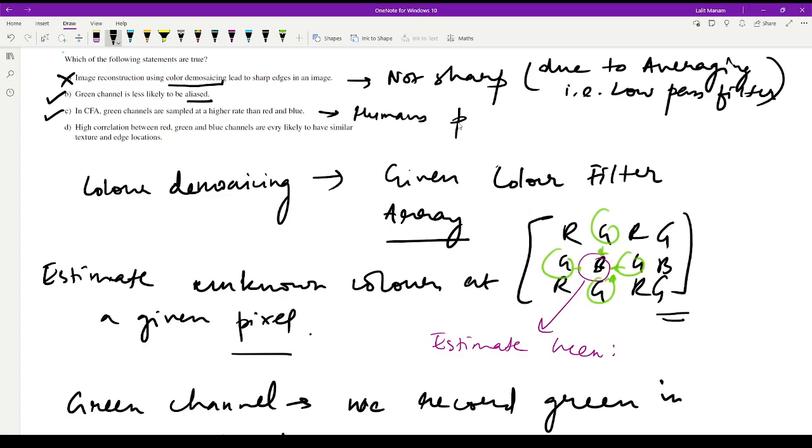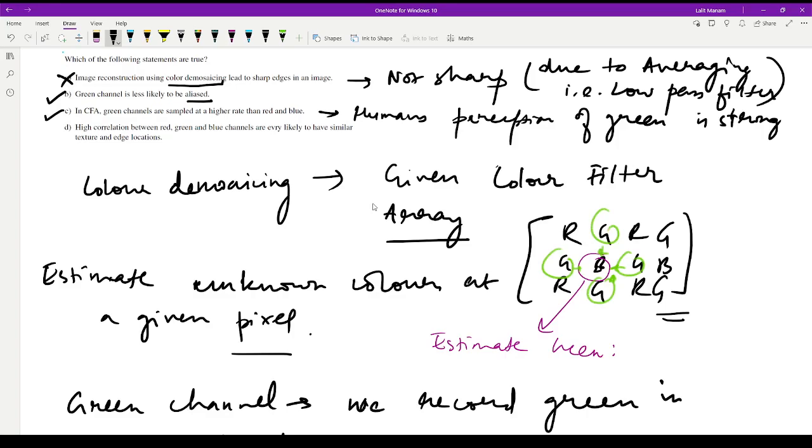Humans perceive more green. Human perception of green is strong. Since our perception of green is strong, if we sample more green, we'll have less error in the green channel. So we'll perceive the image as almost true to the original image. That's why we keep the green more sampled in the color filter array.